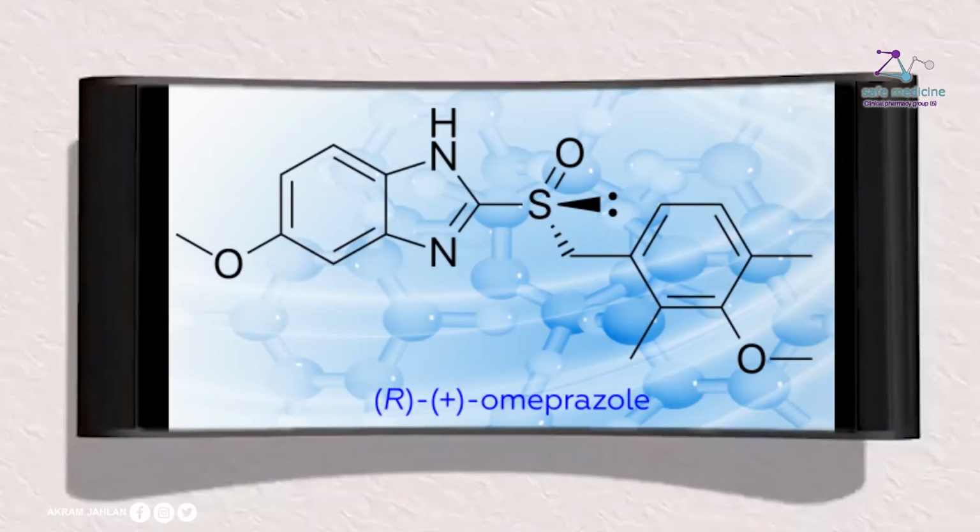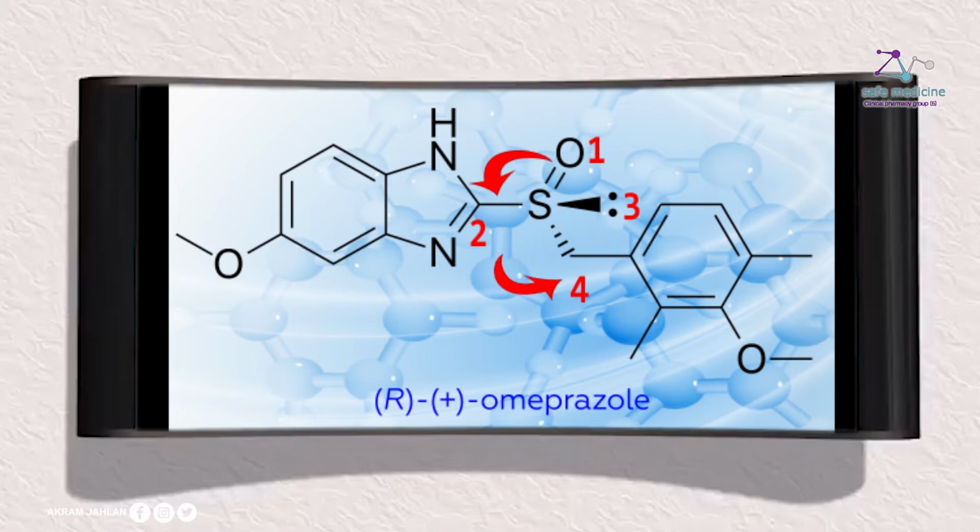Absolute configuration of omeprazole. Omeprazole has one chiral atom, the sulfur atom. According to the atomic number of the groups linked to sulfur, we arrange it like this. With the shift in clockwise direction, the compound is called R-omeprazole.